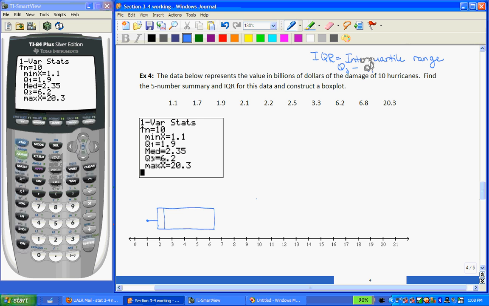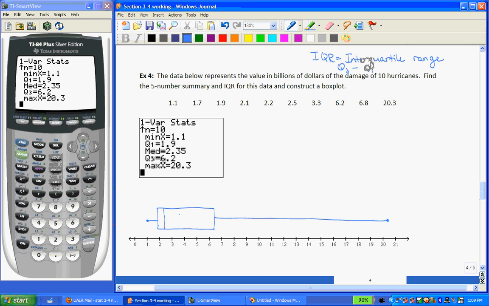And then the highest value way over here at 20.3, and we'll connect that. Okay, so what a box plot does is it gives us an idea of where the middle 50% of the data is. That's what this box represents. And it also tells us where a median falls within that middle 50%. And then the whiskers tell us about skewness.